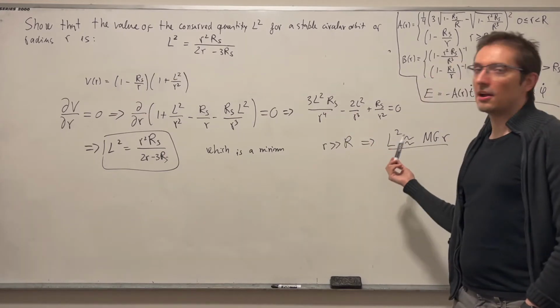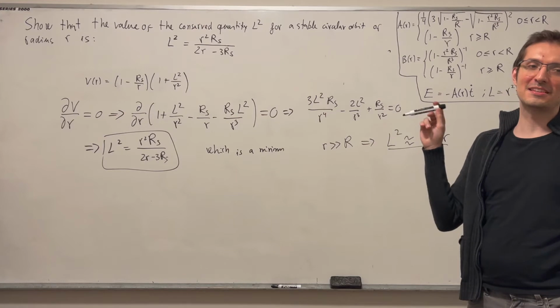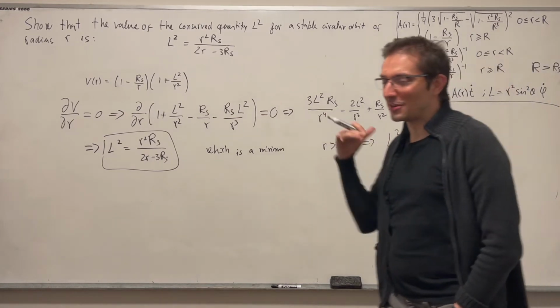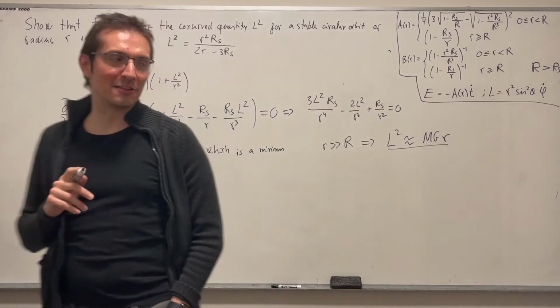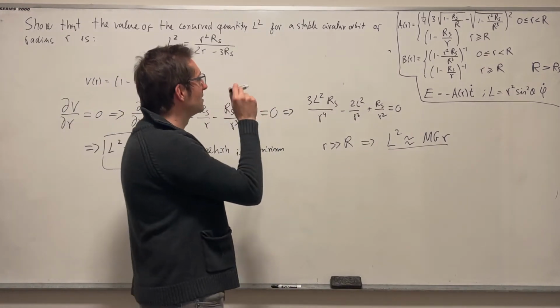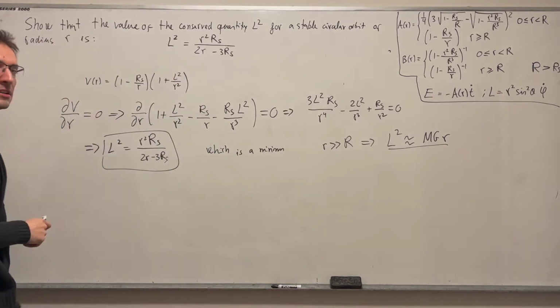and that basically gives me GMr. And GMr is the value that we obtain for the Newtonian orbit. You remember, for the elliptical orbits, when the eccentricity is 0, it is exactly GMr, which is the Newtonian expression for the angular momentum squared for a stable circular orbit in Newtonian mechanics. All right, so next question.